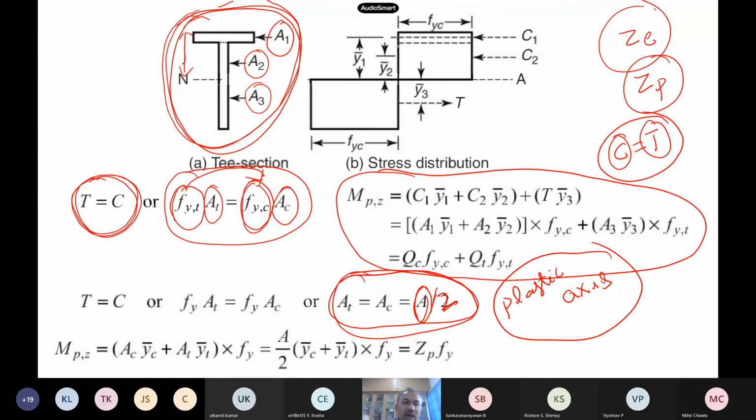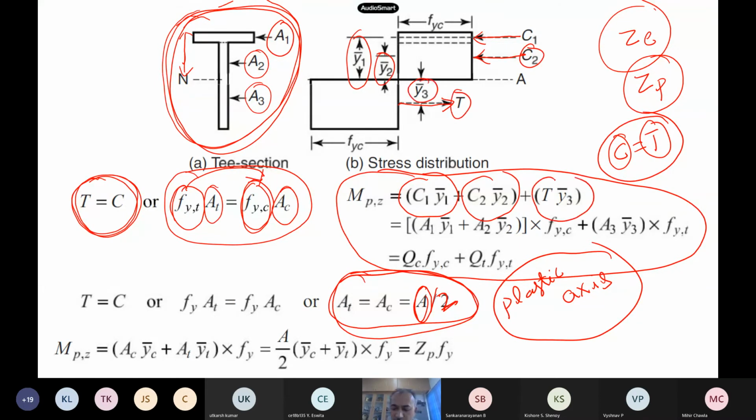For T sections, I have a web and a flange. I will have C1, then C2, and the tensile force T. So we write it like this: C1 into Y1 bar, the lever arm from the equal area axis, then C2 into Y2 bar, which we also take here, then T times Y3 bar itself.